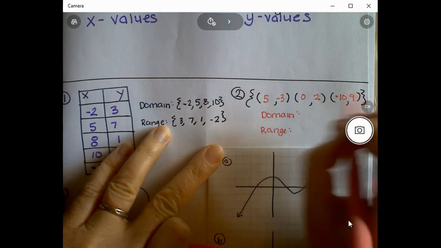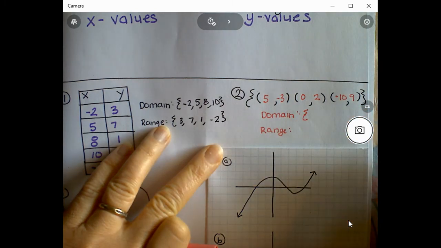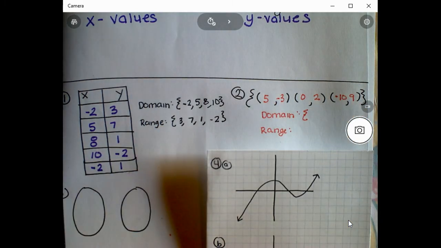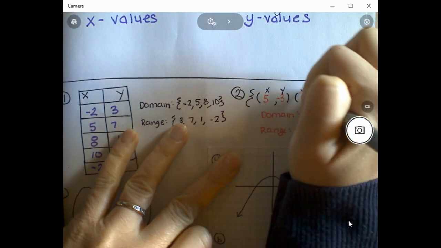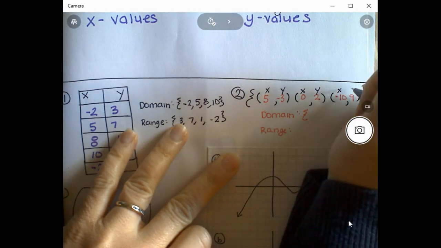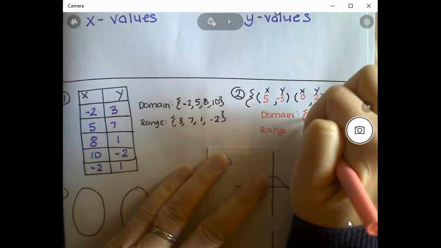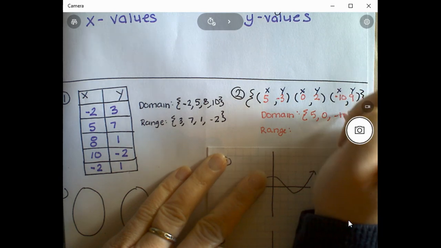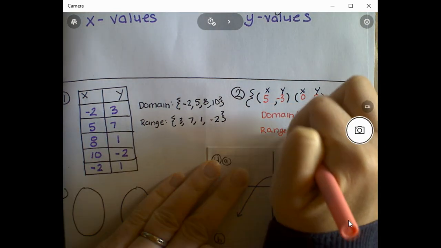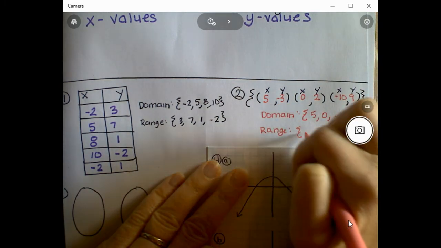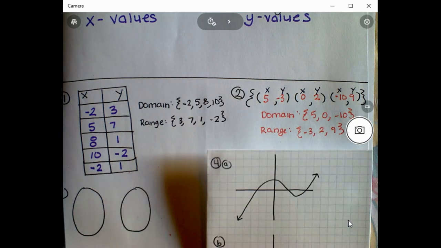Domain is y values. Whoa, what in the world? Domain is x values. So we're going to write down the x's. Remember, coordinates are x, y, x, y, x, y. So we're going to write the domain, the x values: 5, 0, -10. Those are our x values. The ranges are y values, so -3, 2, 9. And that really is all there is to it.